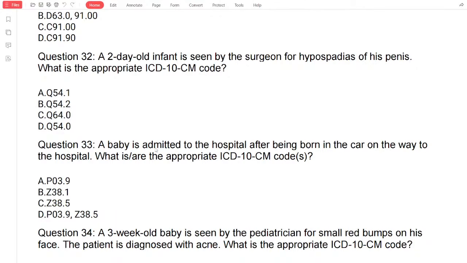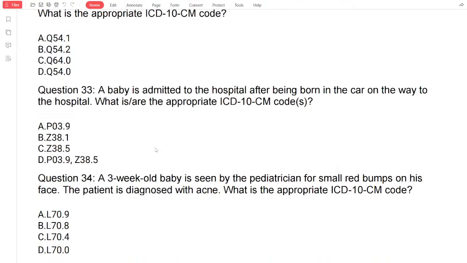Let's do 33 also, guys. Very good, Akash. Okay, what about 33? Mahesh, correct answer. Anjali, correct answer, dear. A baby is admitted to the hospital after being born in the car on the way to the hospital. What are the appropriate ICD-10 codes?